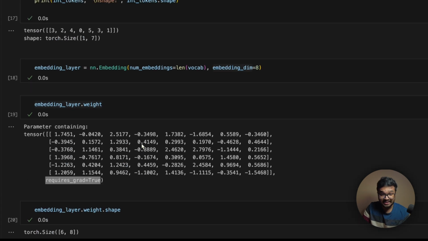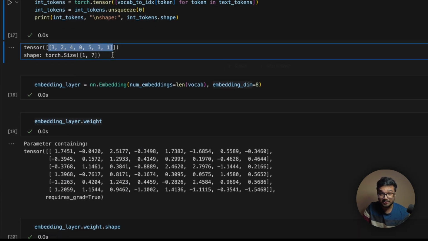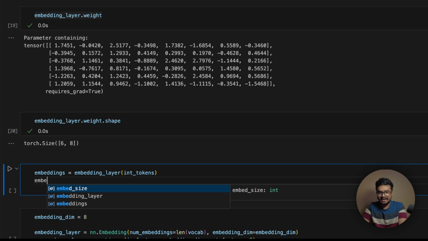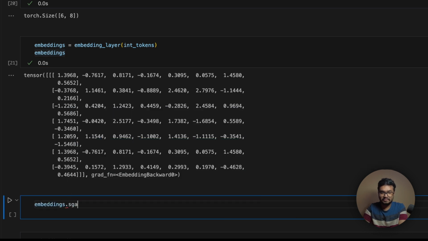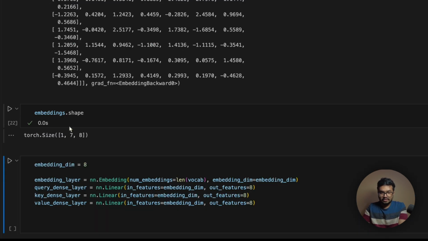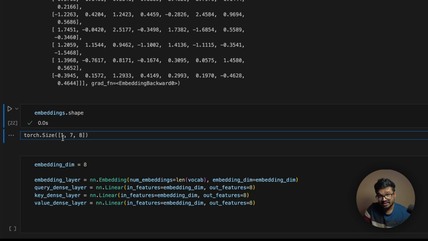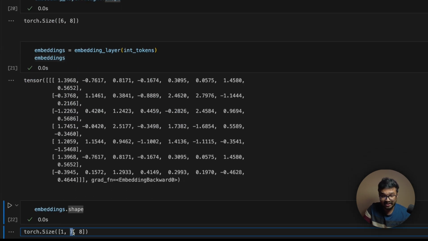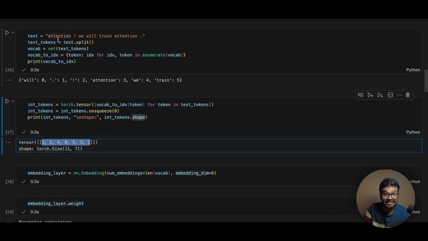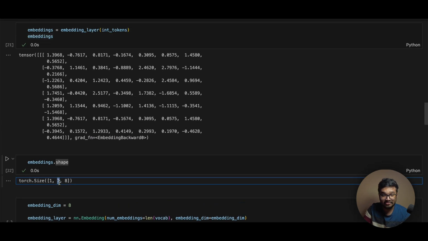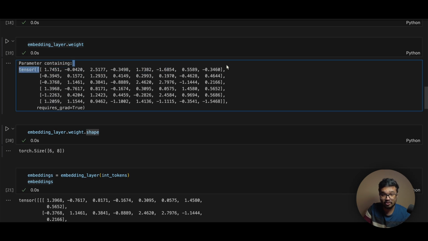So if we pass our integer tokens, which is this 3, 2, 4, 0, 5, 3, 1, through the embeddings, and then show what it looks like, you basically have a new matrix. And if you do the shape of this, it will be 1,7,8. The 1 is again the batch dimension. The 7 is the length of the sequence, this 3, 2, 4, 0, 5, 3, 1: "attention, we will train attention, full stop." This whole thing has 7 tokens, so that's why you have 7, which is the sequence length, and 8 is the size of the embeddings from our embedding layer.